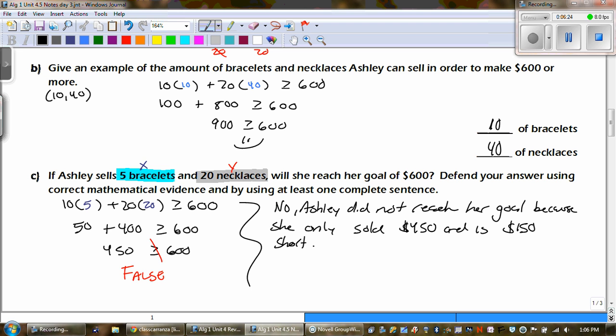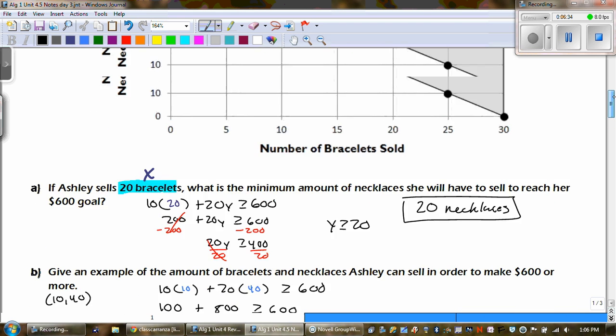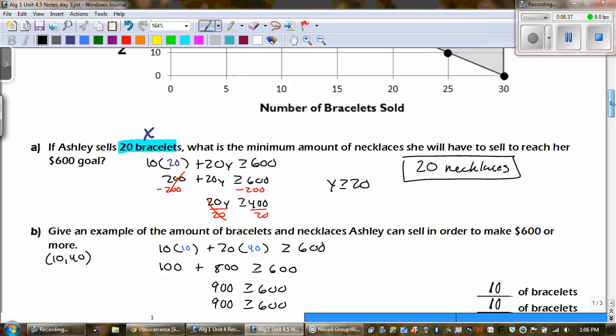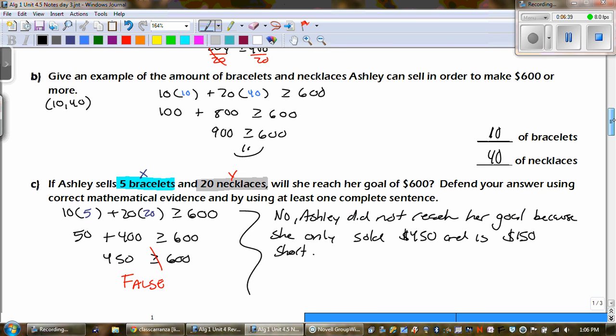Okay, and that's not the only thing you could have said. You could have rewritten that another way. Okay, it's however you think it. But you need to write a complete sentence. And there will be problems like this on your test coming up in just a day or two.